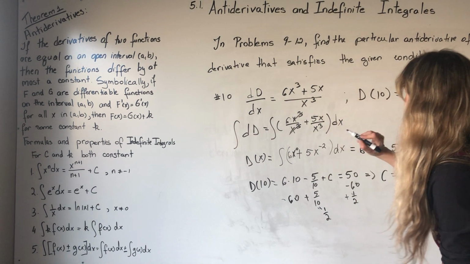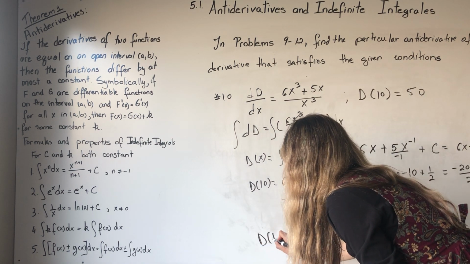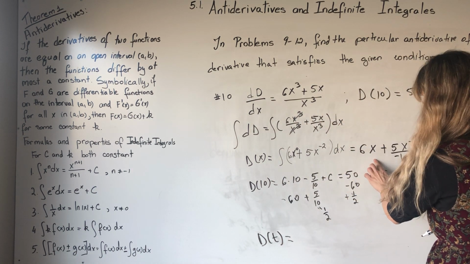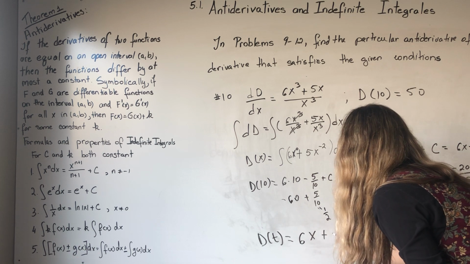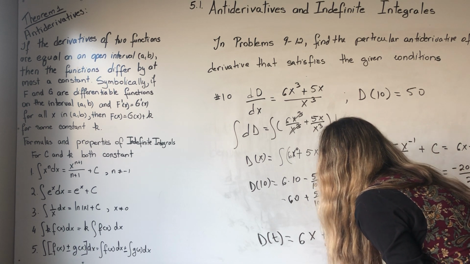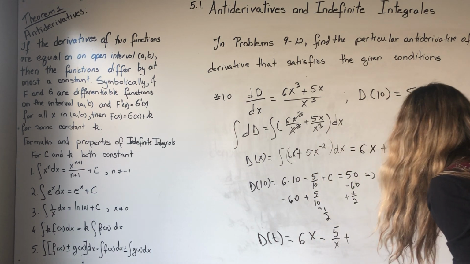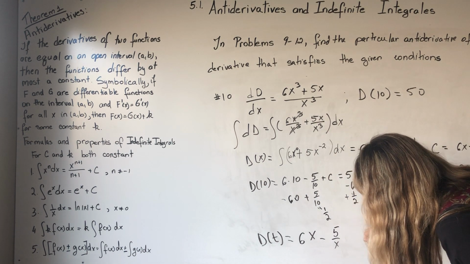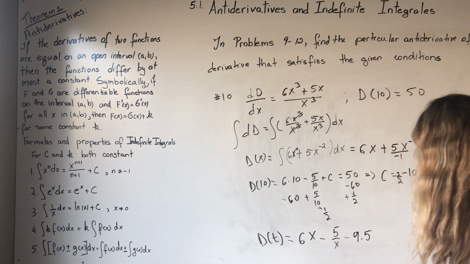Okay, so how can I write this one? So I write D of x is equal to 6x plus 5 over x, this is with minus, and then plus, and my c value, I can write it as minus 19 over 2.